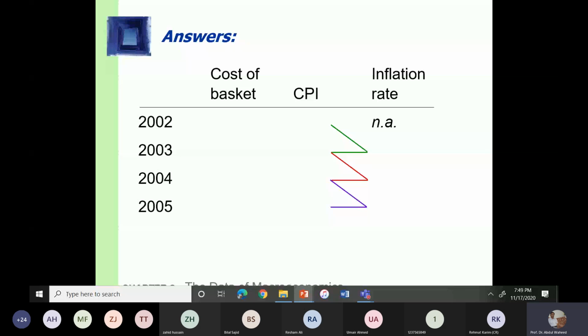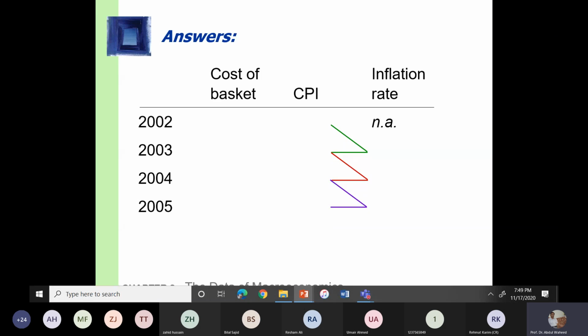Okay. What about 2005? 117. 117.14. Yes, sir. Okay. What about others? Any objection on this answer? If anyone's answer is different, tell me that no, my answer is this.